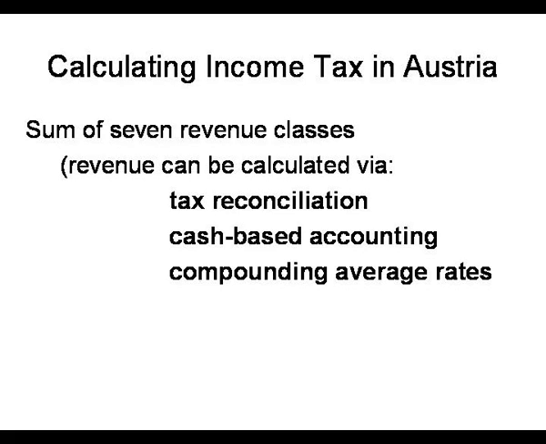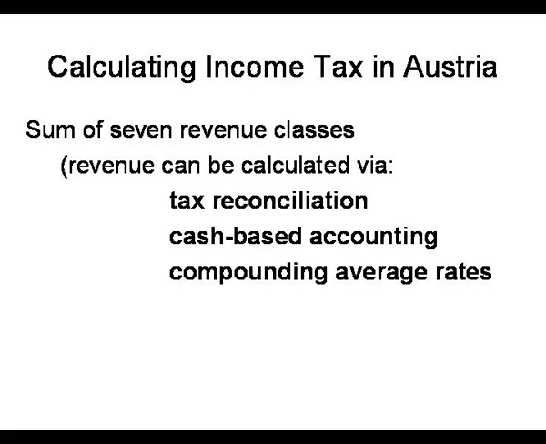I won't go into detail on that, but basically the 3 different methods of calculating revenue are, first of all, through a company's financial accounting and a subsequent tax reconciliation calculation, also durch die handelsrechtliche Gewinnermittlung mit anschließender Mehr-Weniger-Rechnung. Tax reconciliation ist die Mehr-Weniger-Rechnung. That's the alternative that companies usually use.